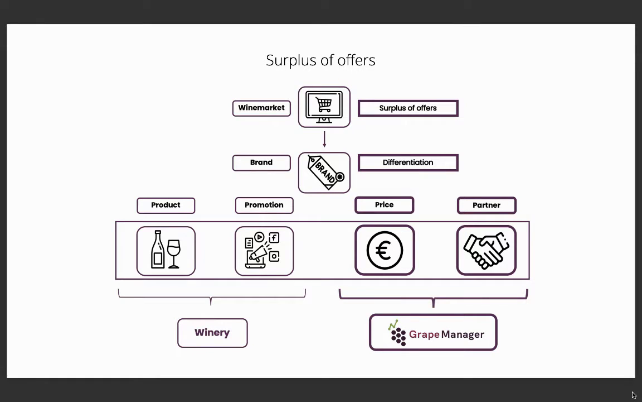GrapeManager helps you control your prices and monitor your trading partners. The data and analysis can be viewed online at any time through our portal and are clearly summarized and presented in our tool, the GrapeManager Monitor.